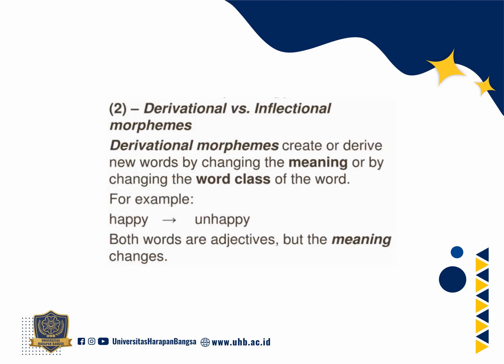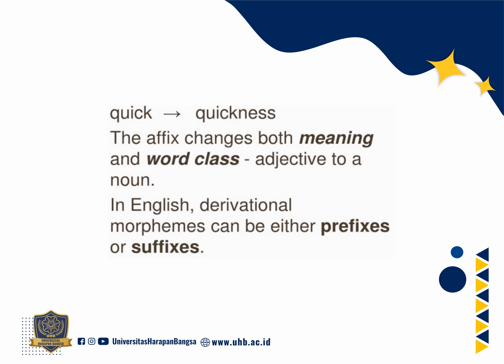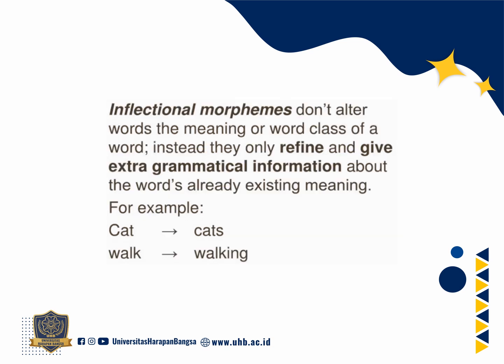And then the next distinction is derivational versus inflectional morphemes. Derivational morphemes create or derive new words by changing the meaning or by changing the word class of the word. For example, happy, unhappy. Both words are adjectives, but the meaning changes. Quick, quickness. The affix changes both meaning and word class, from adjective to noun. In English, derivational morphemes can be either prefixes or suffixes.